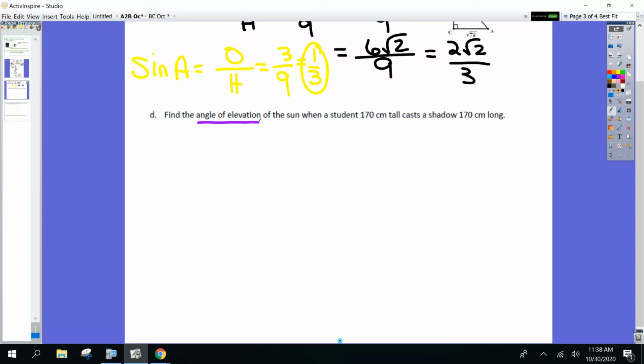Draw yourself a right triangle. I got a person standing, casting a shadow. All right, let's get the numbers down and I'll tell you where this angle is. So we got a student 170 centimeters tall. I think we all agree that this side of the triangle has to be the student, standing up. Here's the part that drives me nuts, and I don't know where kids get this. His shadow is 170 centimeters long.